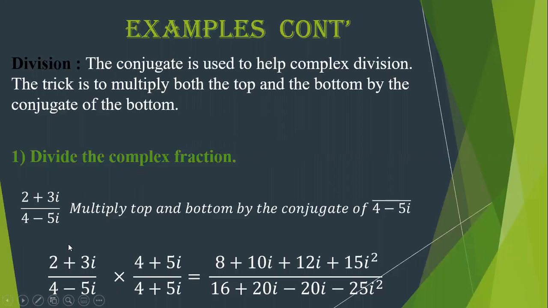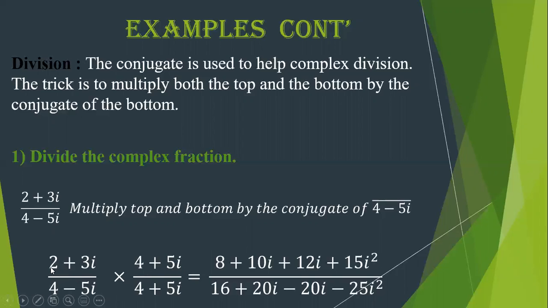Now, to find the complex conjugate of the denominator, it would be 4 plus 5i because we change only the sign of the imaginary part. Now, let's multiply by the conjugate of the denominator, which is 4 plus 5i. So the complex conjugate, as I said, is 4 plus 5i.